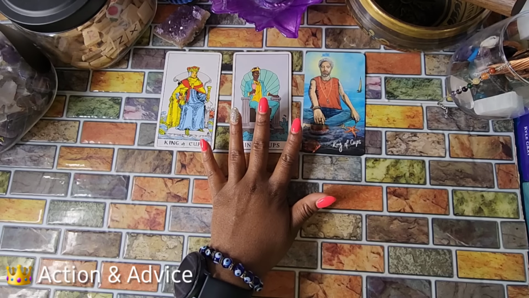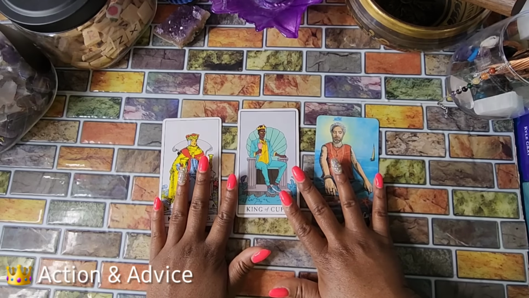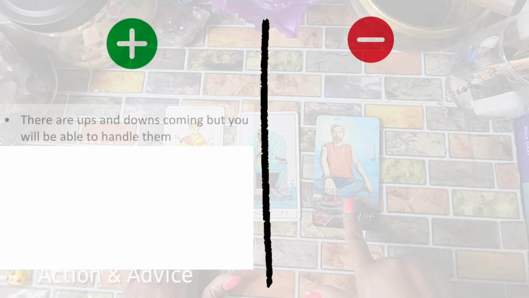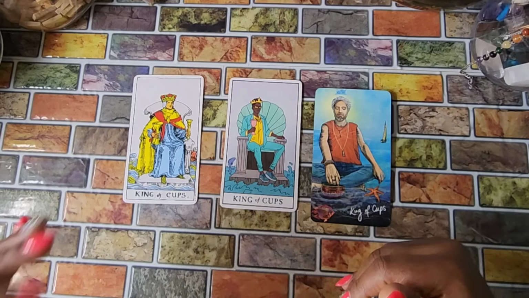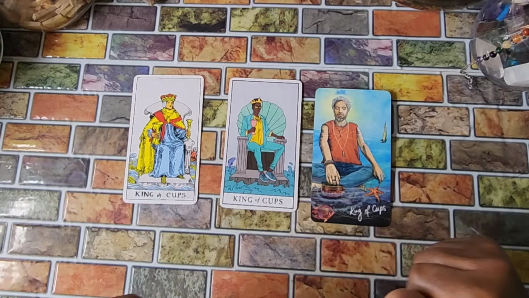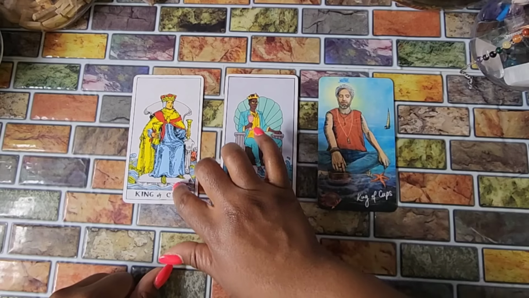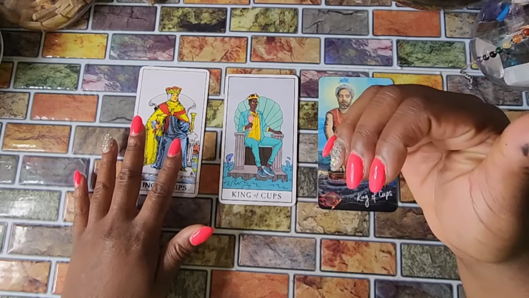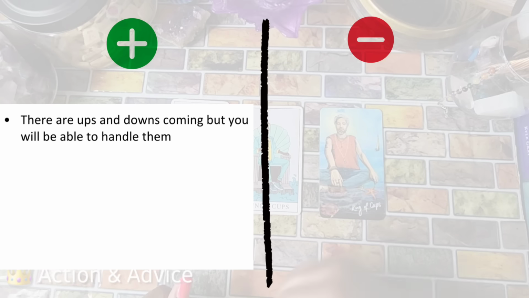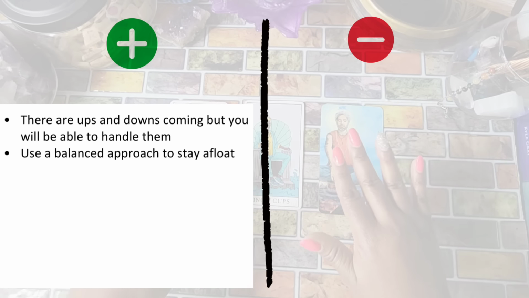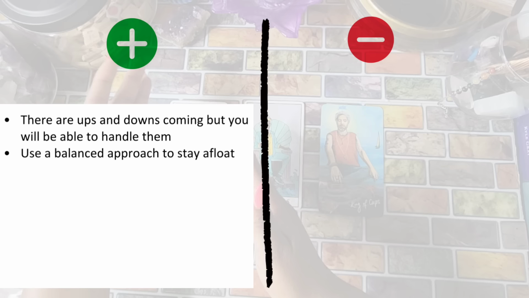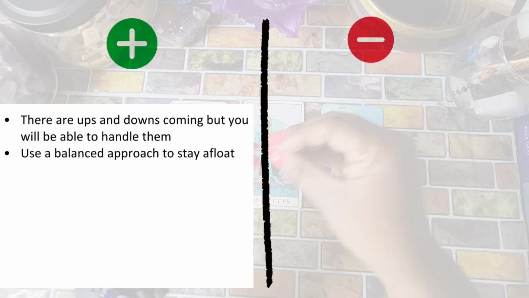So, action or advice for the King of Cups. There's going to be ups and downs. He's in the middle of the ocean, right? So whatever you're asking about, there is going to be ups and downs, but you will be able to handle them. He is really sitting in the middle of the ocean, controlling it. So whatever is coming, you're going to be able to handle it. And I also say to be balanced. Use a balanced approach in whatever you're trying to do, okay? So don't neglect your air side or your water side. You need them both.